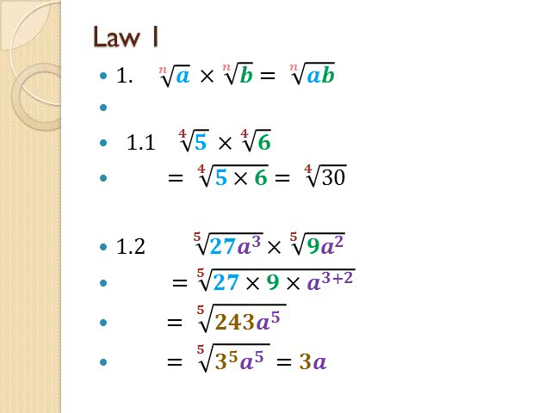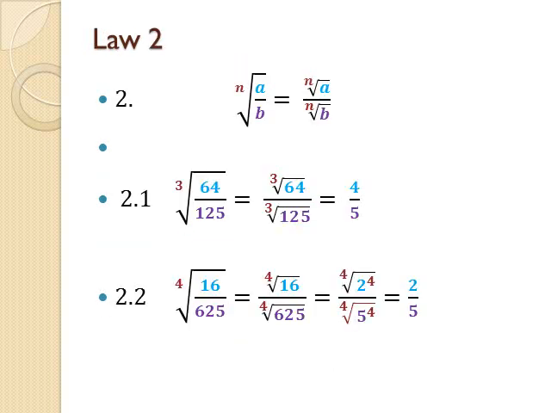Let's look at law 2. So under law 2, now we're dealing with division, same as exponents. The nth root of a divided by b can be separated into 2 roots. So that's nth root of a divided by nth root of b. Alright, so if we look at the third root of 64 over 125, we can break it up and say third root of 64 divided by third root of 125.